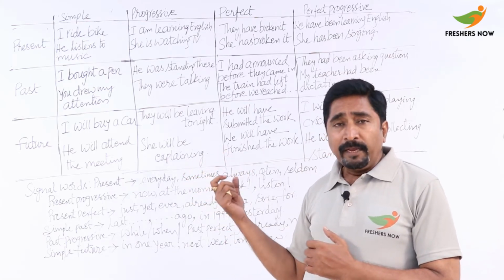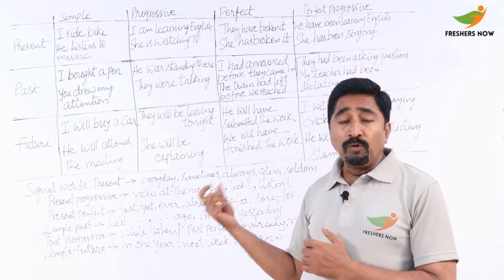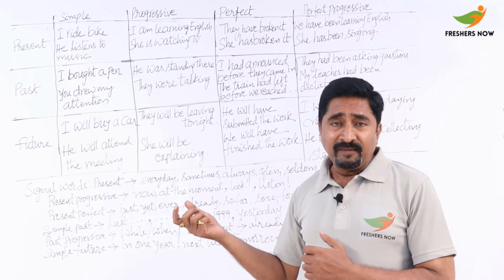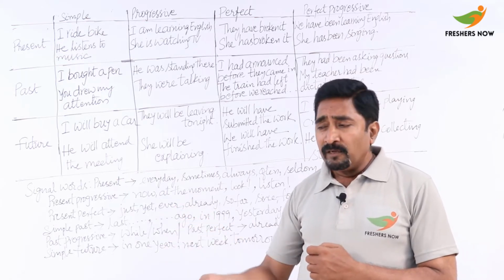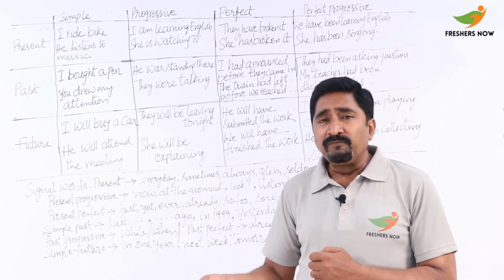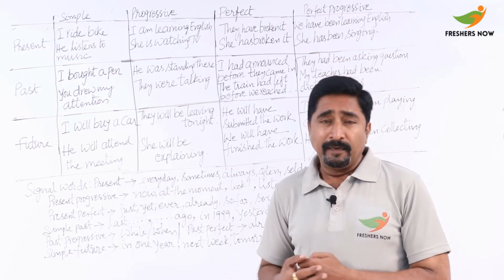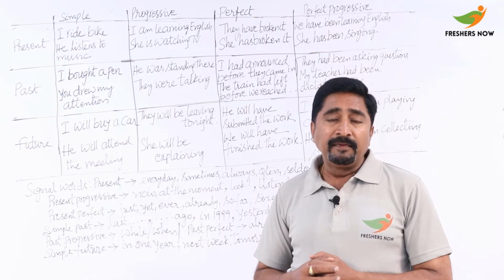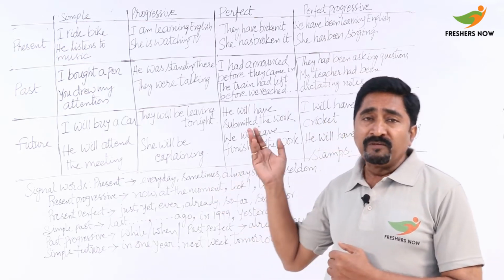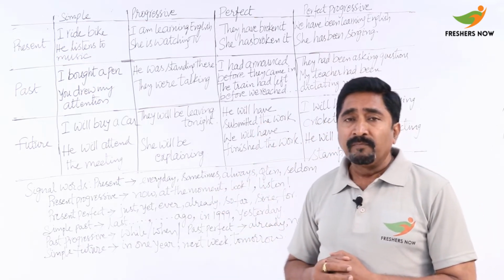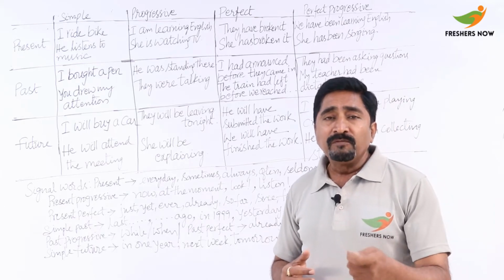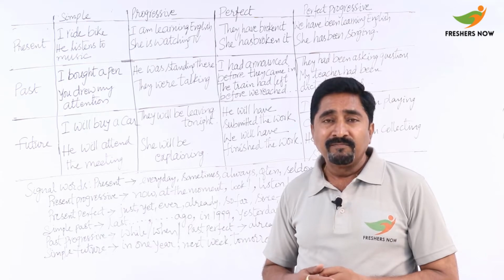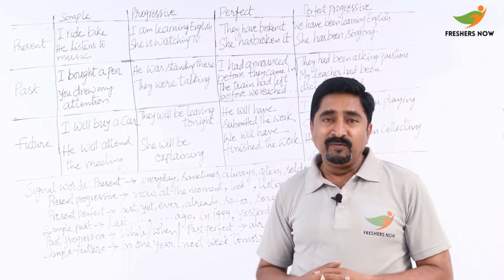And we can even use signal words to easily identify the tense, like already, just now, just before, a little while ago. So this is where the signal words can be used with the present perfect tense. I have just completed teaching simple present tense. So this is how you can use it.